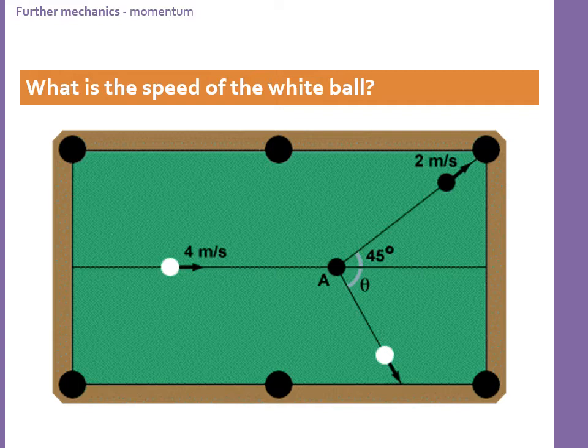So here is an example. You can see a white ball and a black ball. The white ball has a speed of 4 meters per second, and it hits a black ball which is initially stationary and has no speed. After collision, the black ball moves upward with a velocity of 2 meters per second at an angle of 45 degrees along the x-axis. The white ball moves downward, and we don't know its speed. We have to find the speed and velocity of the white ball, and the angle as well. So this is an example of two-dimensional momentum.